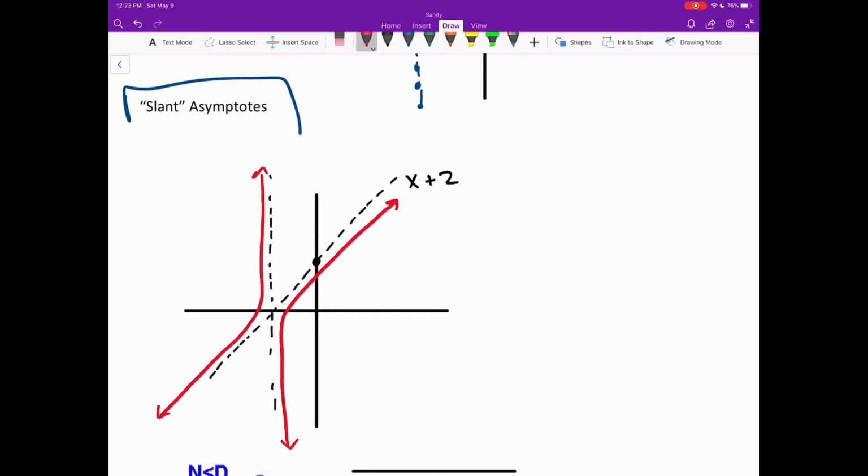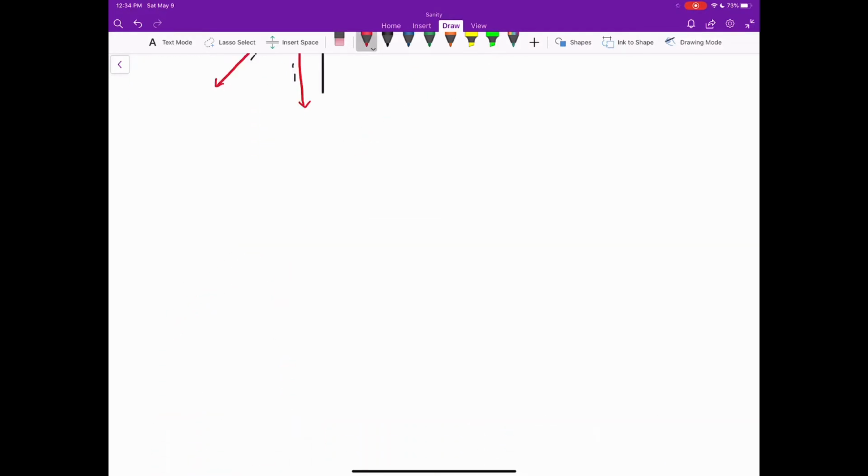And there are a couple of rules. The rules for determining if a function has a slant asymptote or not is that you look at the degree of the numerator and the denominator. So we could say that you have a rational function f of x equals, and I believe I said this before, rational functions are really just a function being divided by another function.